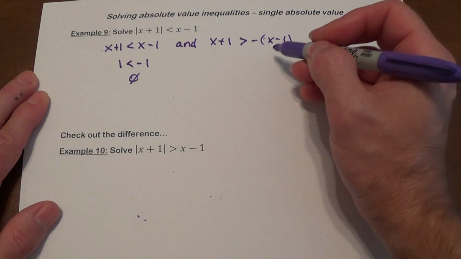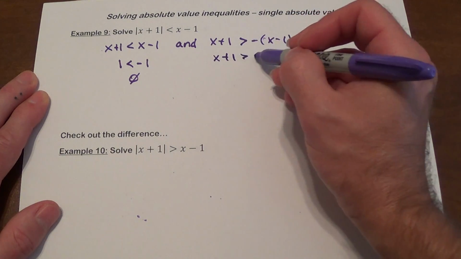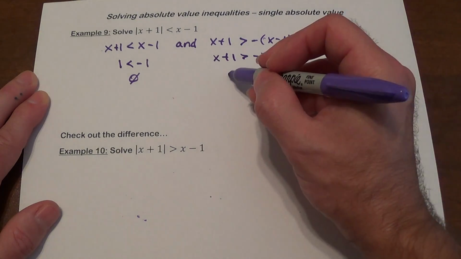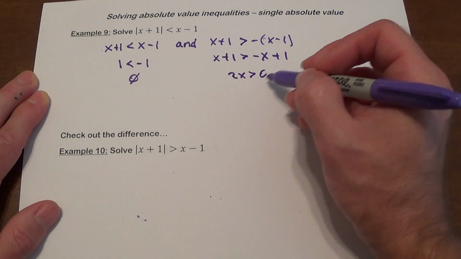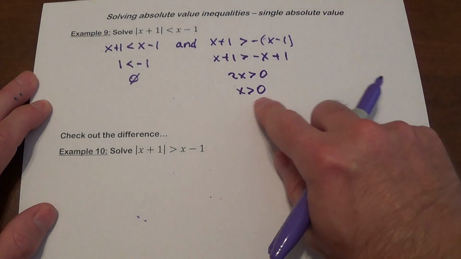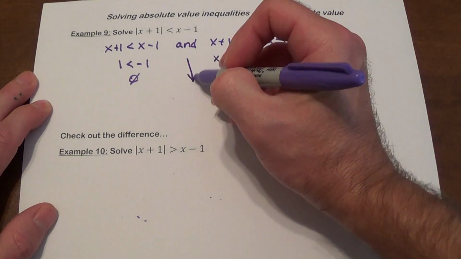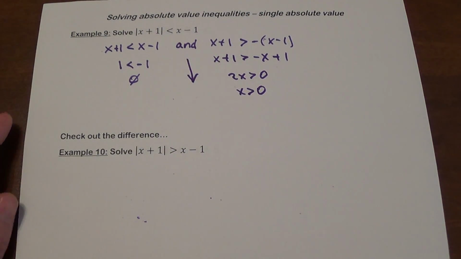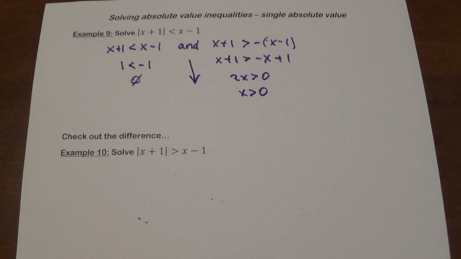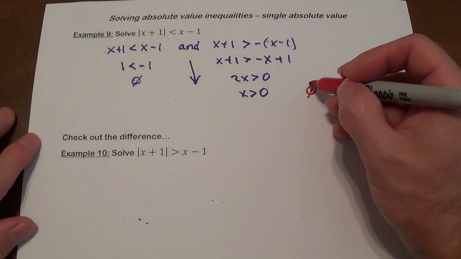What about here? Well, when you do this, you're going to get x plus 1 greater than negative x plus 1, and you are going to get that 2x is greater than 0, which means x is greater than 0. Here's the problem. This solution here seems fine, but and does not allow you to have any solutions here because this has an empty set, and when you intersect an empty set with anything else, you're getting an empty set. So the solution is going to be an empty set or no solution.